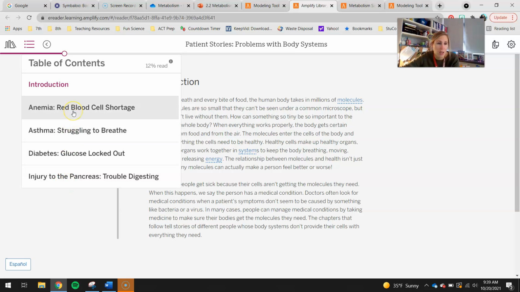Go ahead, choose your article: either anemia, red blood cell shortage; asthma, struggling to breathe; diabetes, glucose locked out; or injury to the pancreas, trouble digesting.